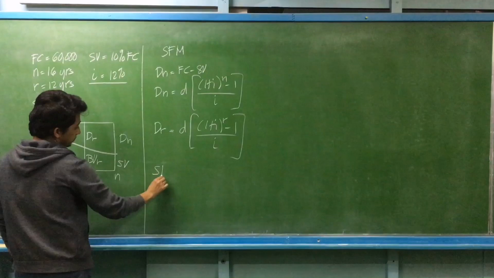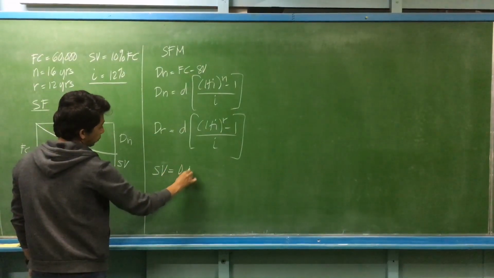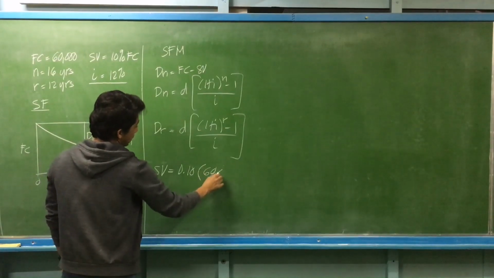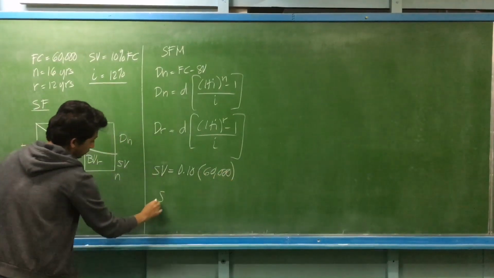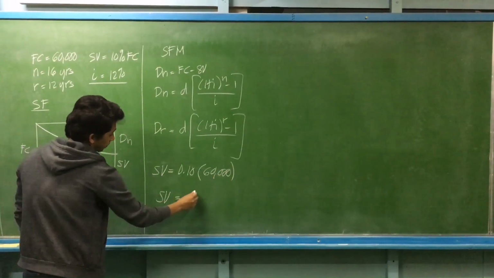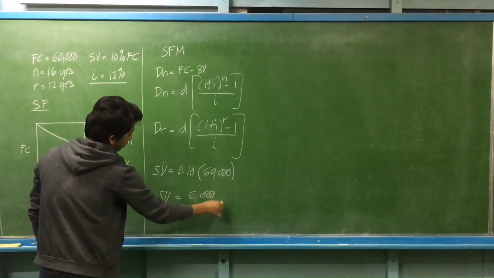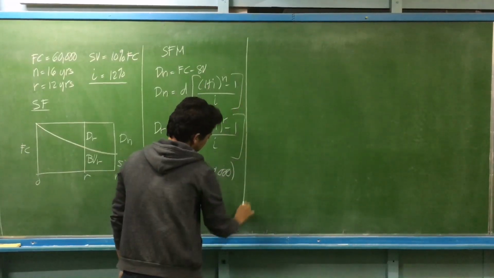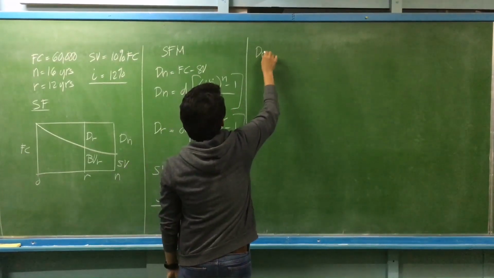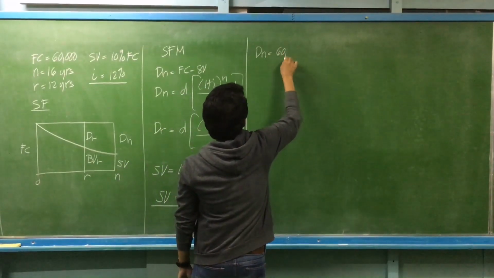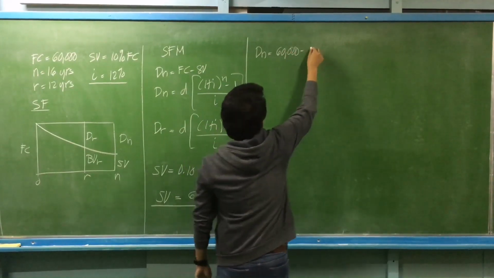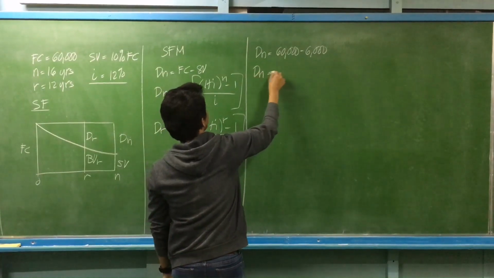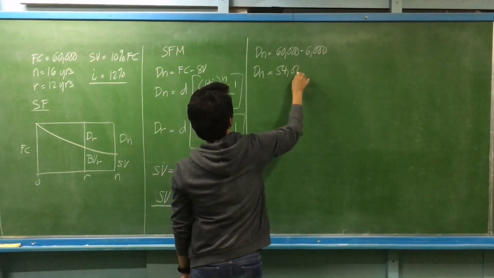So, according to the problem, salvage value is 10%, 0.10 of the first cost. That is of 60,000. So, meron tayong salvage value equal to 6,000. Makuha natin yung D sub n, the accumulated depreciation. This is D sub n is equal to first cost, 60,000 minus 6,000 na salvage value. Accumulated depreciation is equal to 54,000.